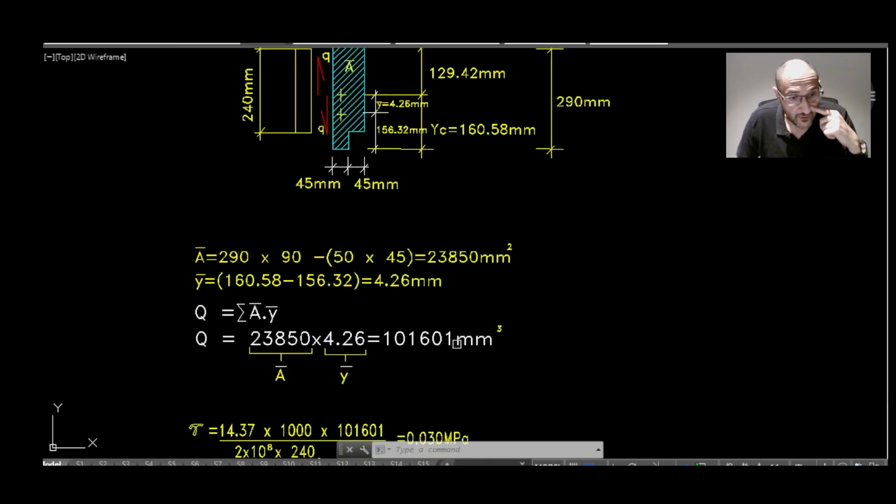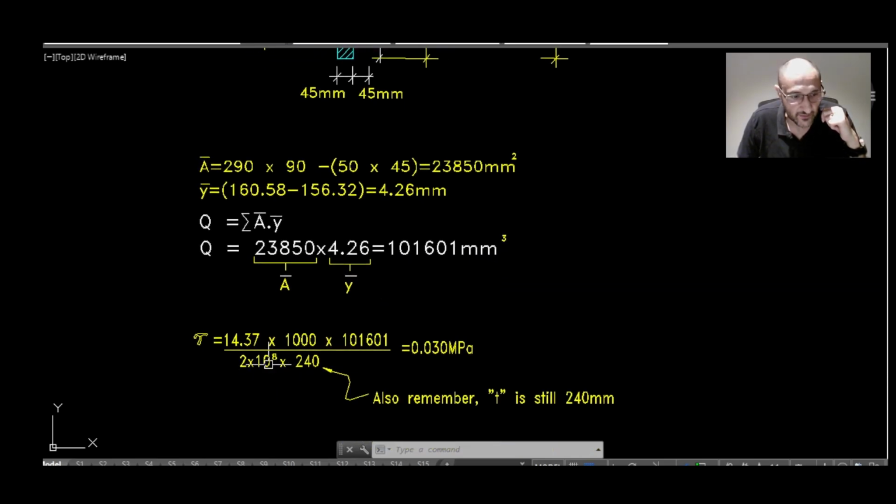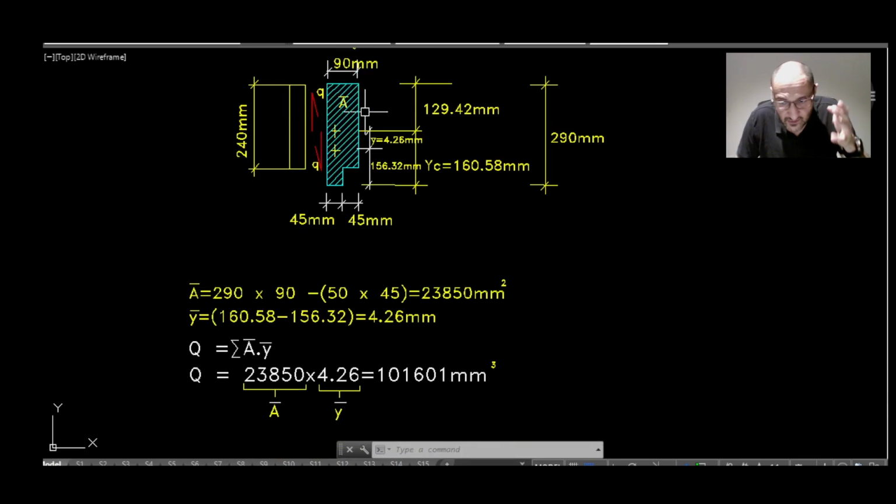The first moment of area Q then simply is the product of A bar and Y bar, which will give us 101,601 millimeters cubed. The second moment of area, I, of the three elements unified together is still the same as 2 times 10 to the power 8 millimeters to the power 4. And remember, T in this case, the width, which is perpendicular to the shear flow, and the shear flow is into the page, it's not 290, okay? Try not to fall into this trap. It's still 240, okay? There's no shear stress in this little section here.